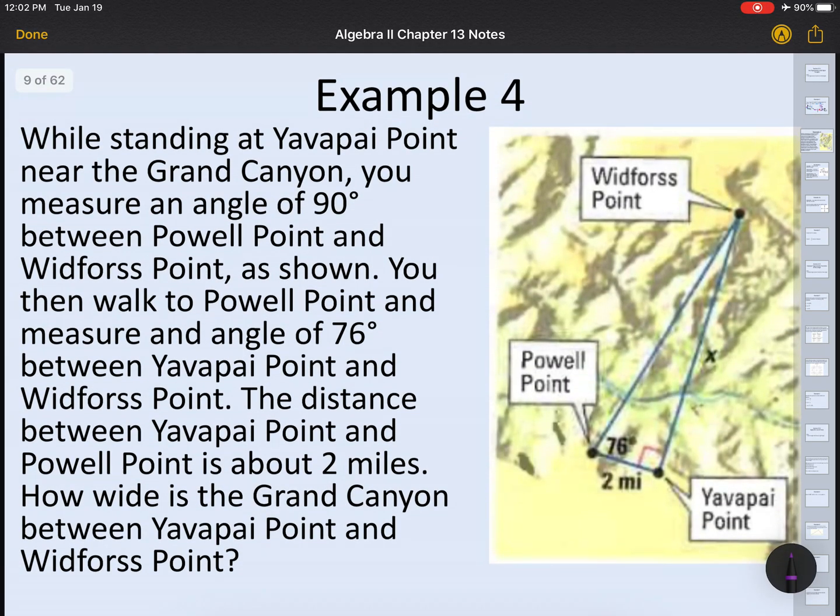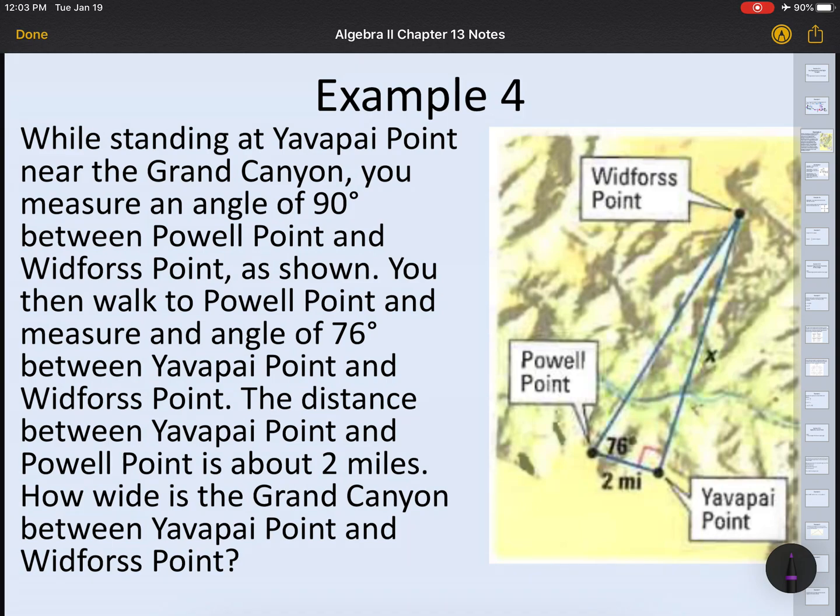All right. So in our word problem here, while standing at Yavapai Point near the Grand Canyon, you measure an angle of 90 degrees between Powell Point and the Woodforce Point, as shown. You then walk to Powell Point and measure an angle of 76 degrees between Yavapai Point and Woodforce Point. The distance between Yavapai Point and Powell Point is about 2 miles. How wide is the Grand Canyon between Yavapai Point and Woodforce Point?